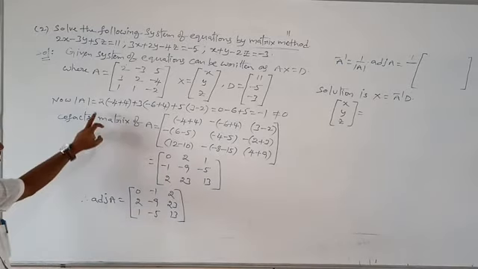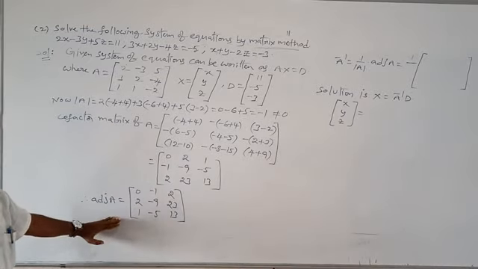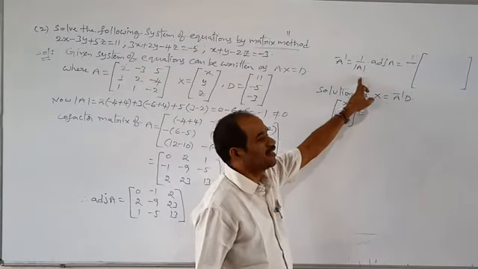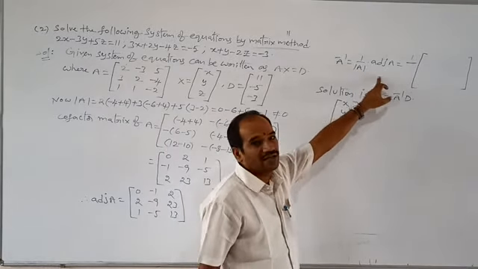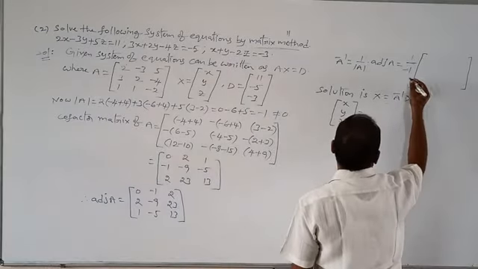First step, determinant of A. Second step, cofactor matrix of A. Next, adjoint of A, three steps. Fourth step, A inverse. A inverse is equal to 1 by delta into adjoint of A. The delta value is minus 1, so minus 1 into adjoint of A.